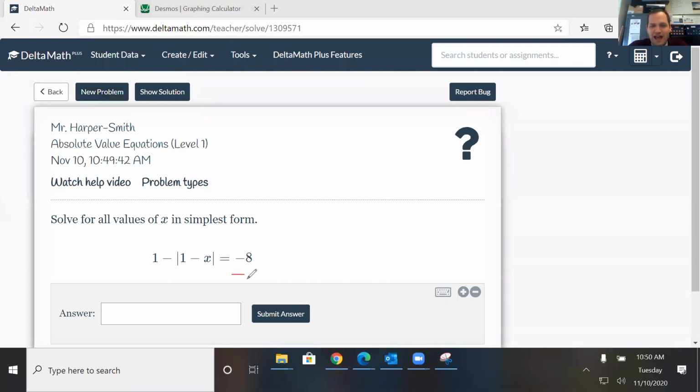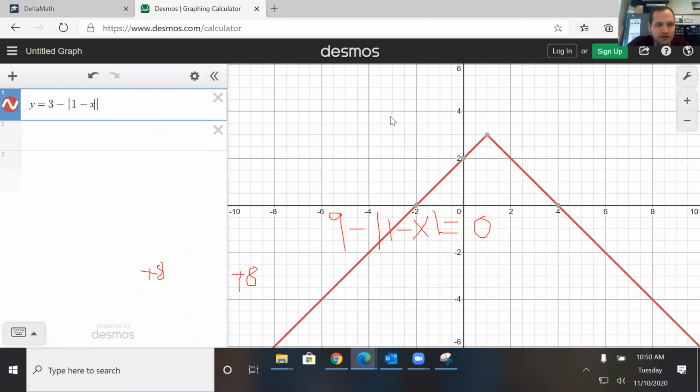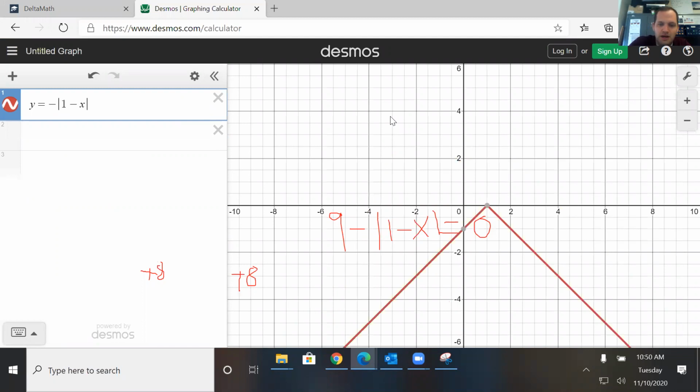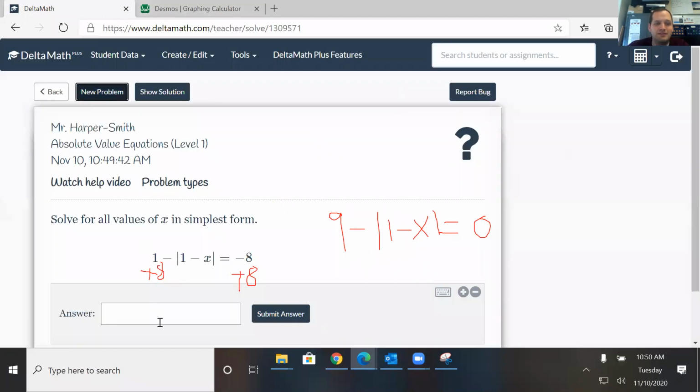All right, we're going to add 8 to both sides. Notice I'm just adding it to the outside of the absolute value, not inside. So that gives me 9 minus the absolute value of 1 minus x equals 0. That is the equation I'm going to graph. I want to know, where does it equal 0? Where does it cross? It looks like it crosses at -8 and +10. If you got those answers, great job. -8 and +10.